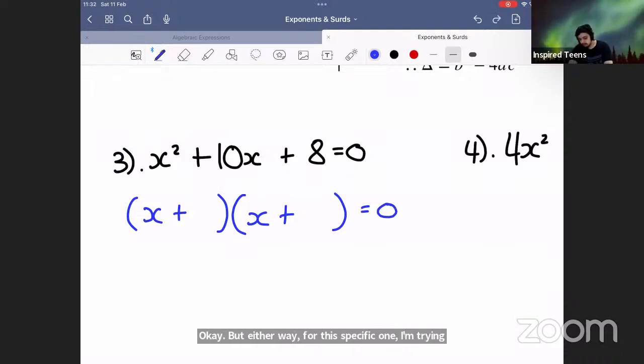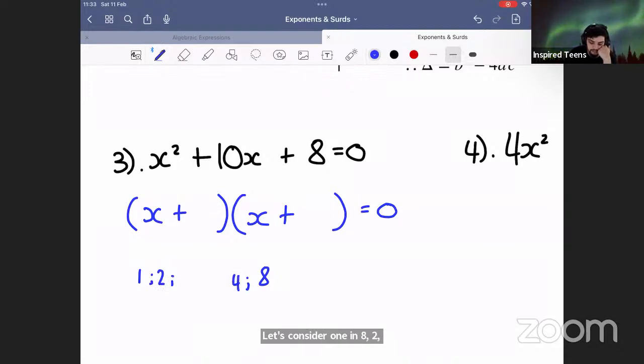But either way, for this specific one, I'm trying to do regular factorization where I open up my brackets. I assume that you guys did this last year, right? This is the type of trinomial factorization that you used to. But now let's look at 8. Are there any factors of 8 that I could substitute that are going to give me positive 10? Let's consider 1 and 8, 2 and 4. Those are my factors of 8.